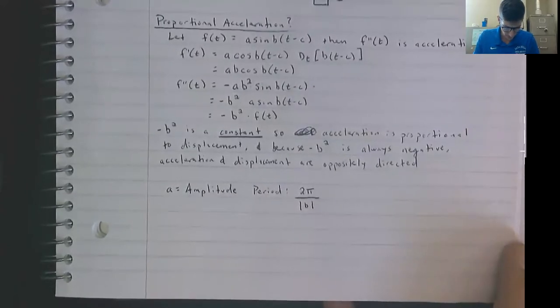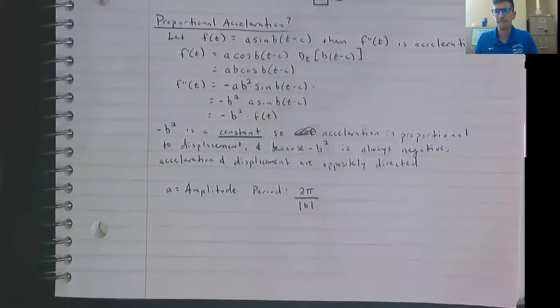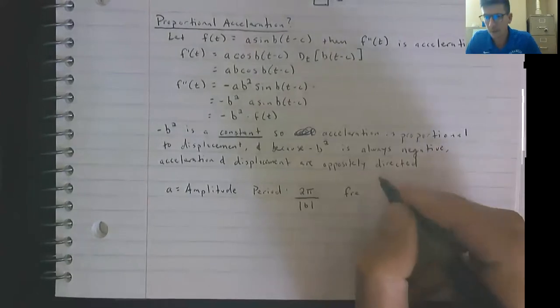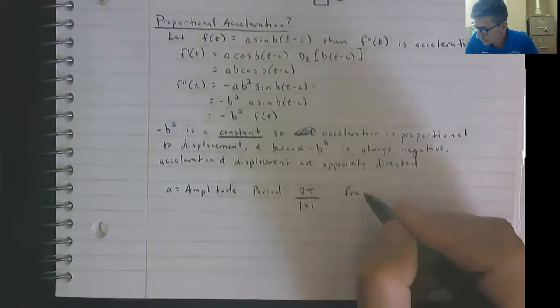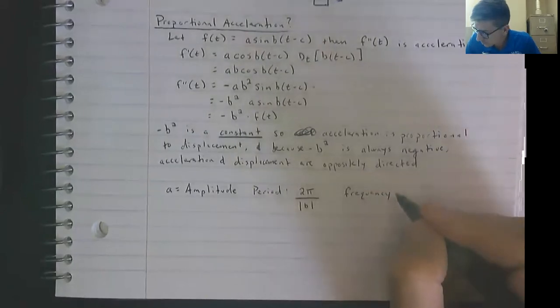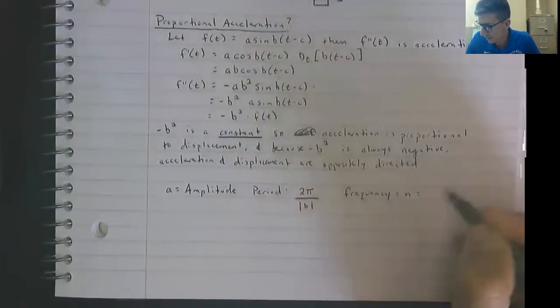And then if we want the frequency, like how many times it goes through in a second or a given unit of time, our frequency is just 1 divided by our period. It's often called n, 1 over p.